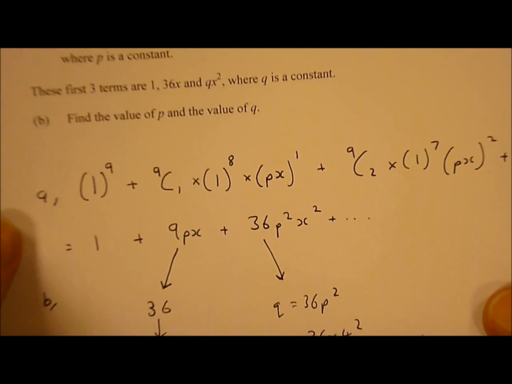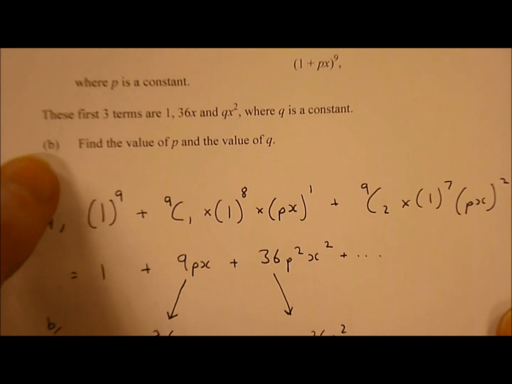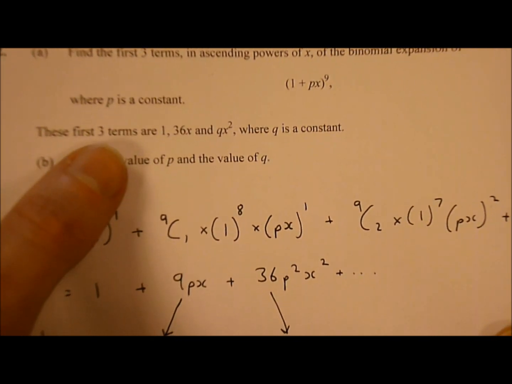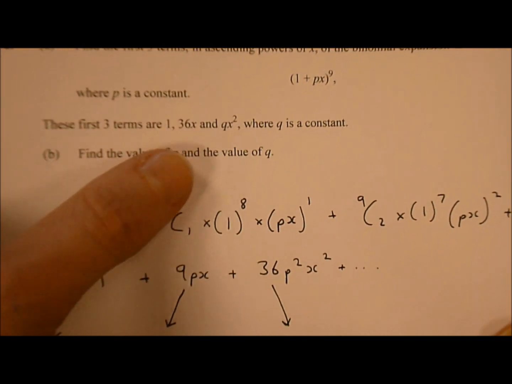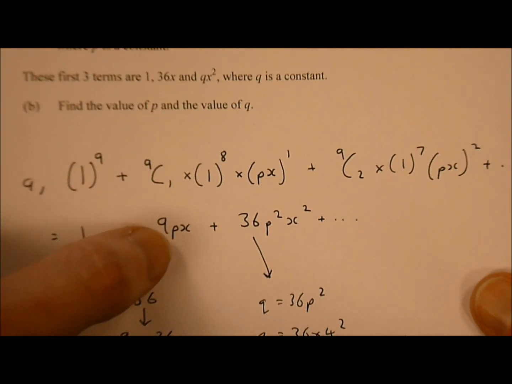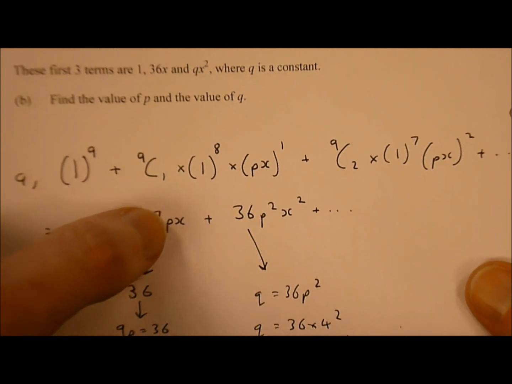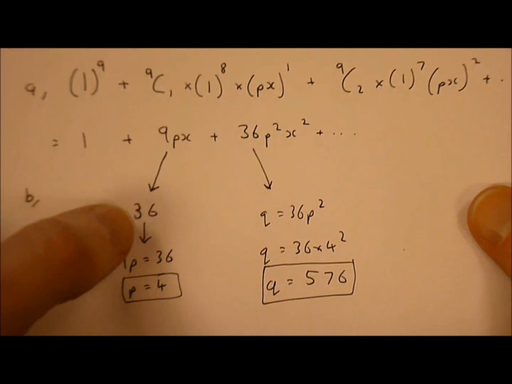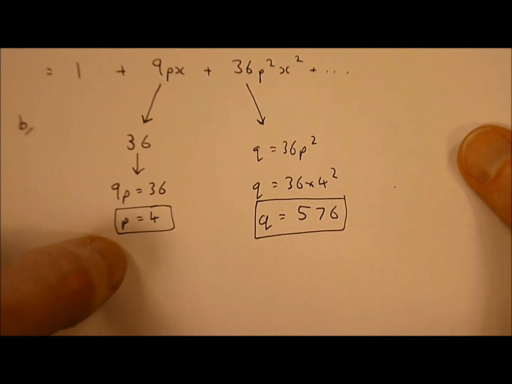Okay, so I'll look at question B. The first 3 terms are 1, 36x and q squared. Well, I've got the 1 at the front. I haven't got 36, I've got 9px. Well, that 9p must be 36. Okay, so I said that 9p was 36, which gives me p is 4.